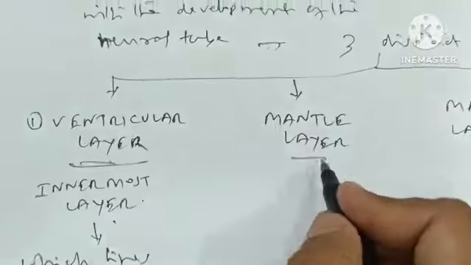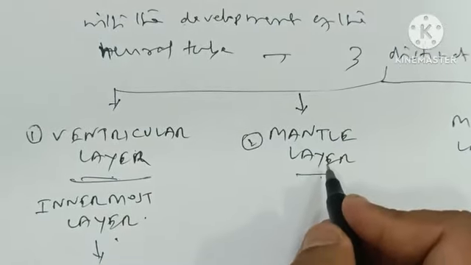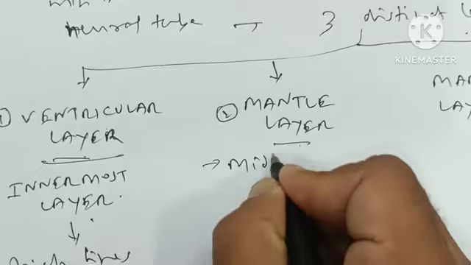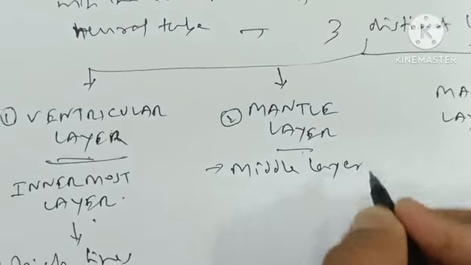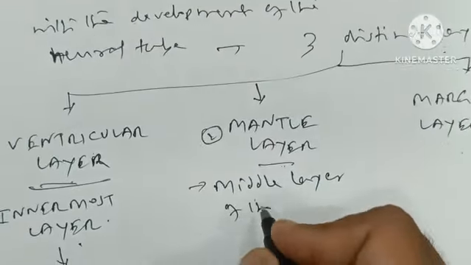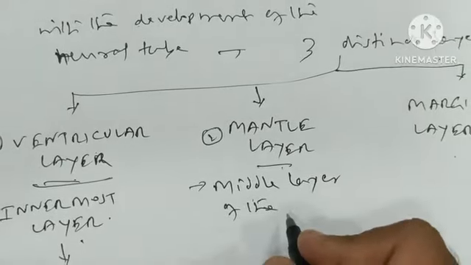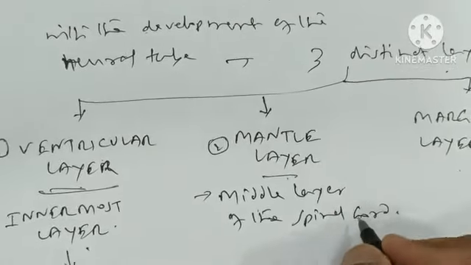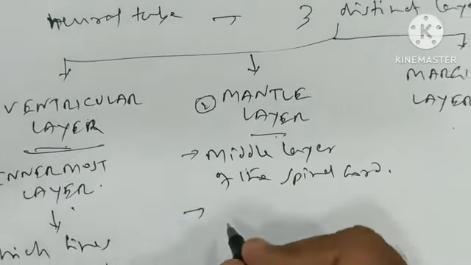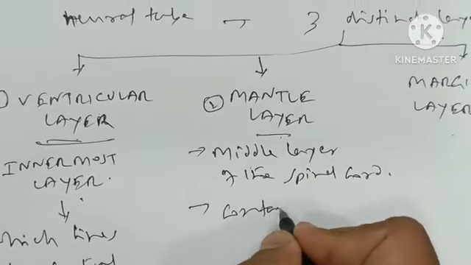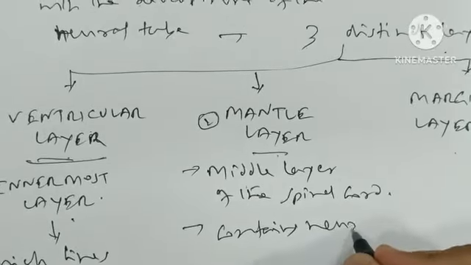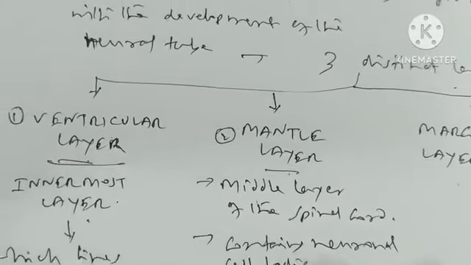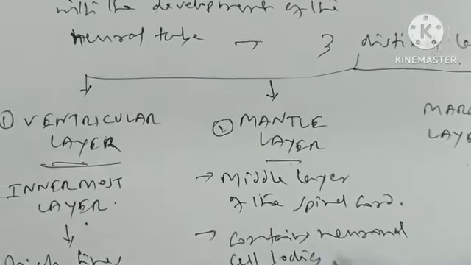Now, the mantle layer. The second one is the mantle layer. What is the mantle layer? The mantle layer is the middle layer of the spinal cord. Now this middle layer contains neuronal cell bodies and thus forms the grey matter.